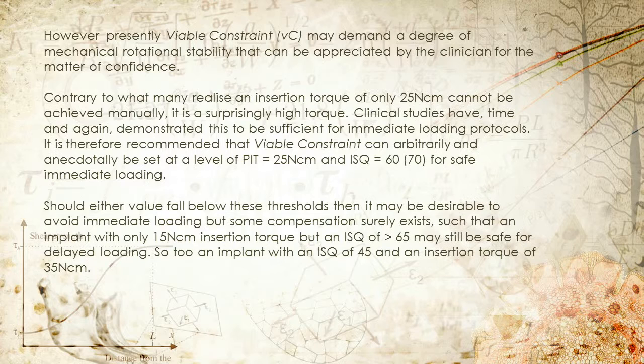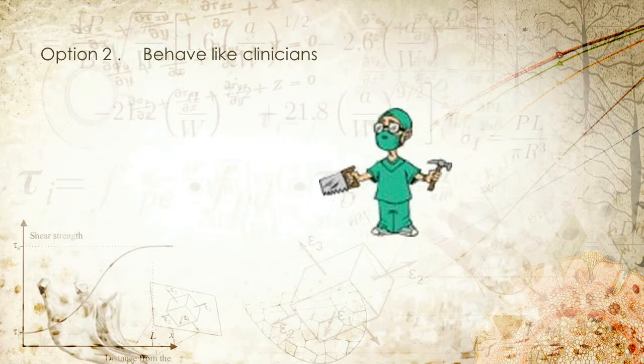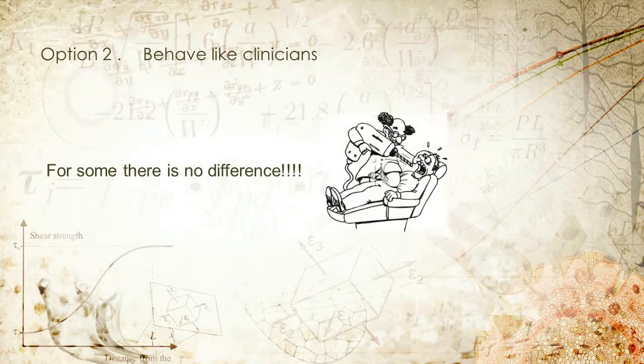And I believe this. If you have an insertion torque of only 15 Newton centimeters, yet you measure the ISQ and it measures 70, you can still go ahead and immediately load that implant. By contrast, if you have an ISQ of only 45 or 50, but you inserted it with an insertion torque of 50 or 60 Newton centimeters, chances are you're going to feel comfortable to load that too. Take the carpenter's approach and max up the insertion torque for peace of mind is one option. Behave like clinicians is another option. The problem is that for some, there is no difference.